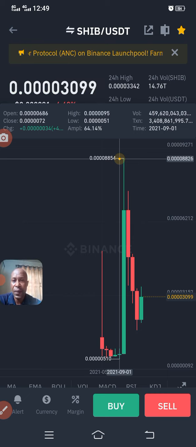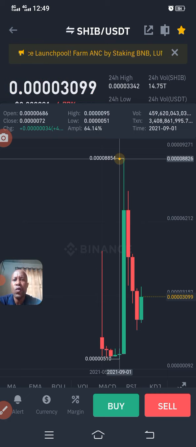8,854 SAT. Meaning that if somebody asks me to go and buy Shiba Inu at this price, I would be a stupid man to go and buy from 8,854 SAT, because the market is on what? Premium. It's on the high side. Because look at this. As a human being, we all want a discount price. We all need a discount price.